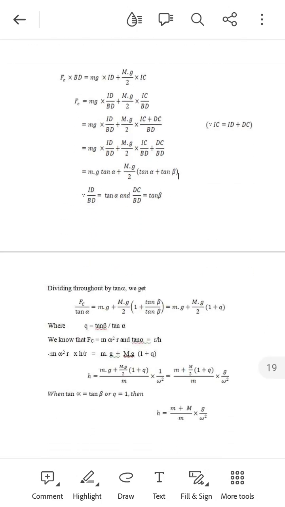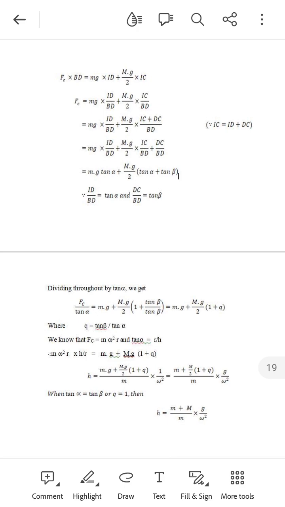Substituting into the equation and dividing both sides by tan alpha, Fc divided by tan alpha is equal to m into g plus capital M into g divided by 2 into (1 plus tan beta divided by tan alpha), which is equal to m into g plus capital M into g divided by 2 into (1 plus q), where tan beta divided by tan alpha is equal to q.